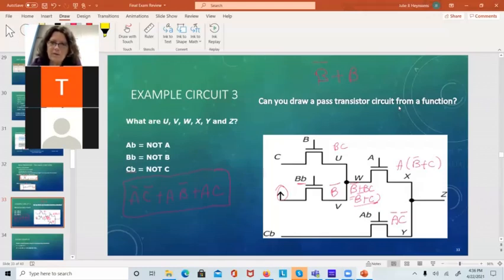Okay, so B naught or BC. If B naught is true, this term will be true, and that one's going to be false. If B is true, then this term is not true, and the whole function depends upon C. And so this is B naught or BC. There's another kind of cousin of this that is like B naught or B naught C.